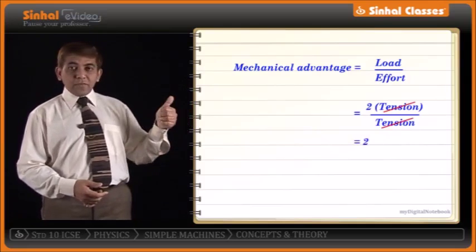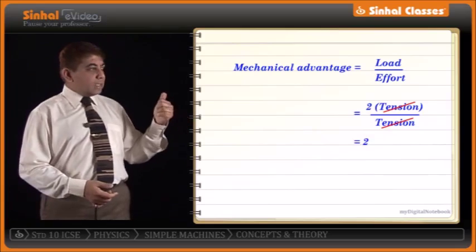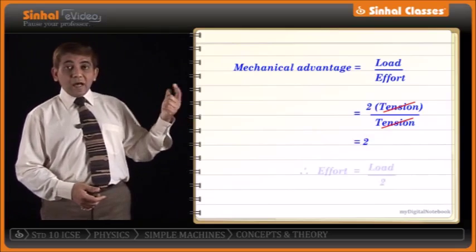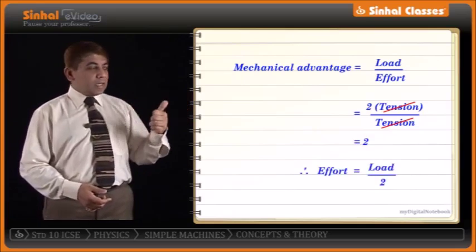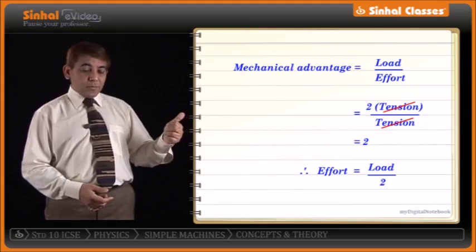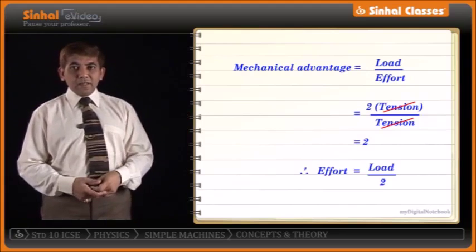What is the significance of mechanical advantage being equal to 2? It only indicates that the effort required is half the load. So we are getting an advantage in the force. But what about the direction? Are we getting the convenience in direction?